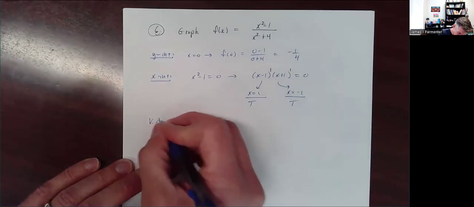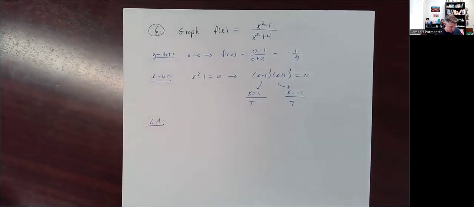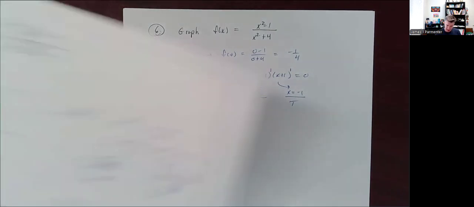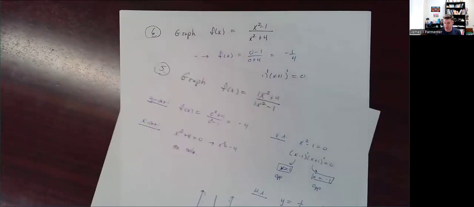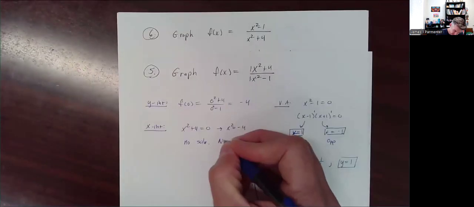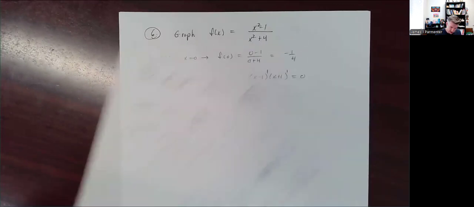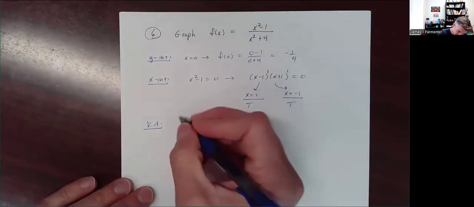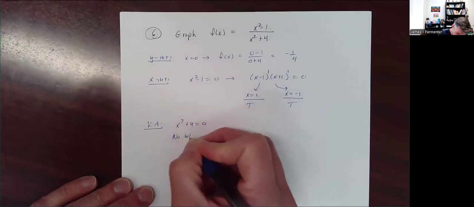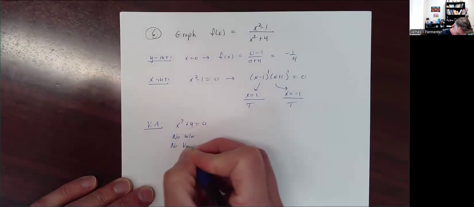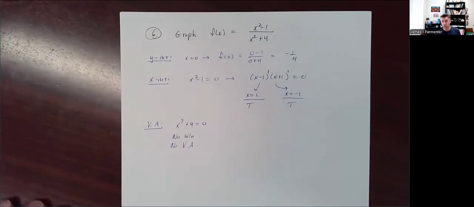Vertical asymptotes, well, we should already know that we aren't going to get any because in the previous problem, when we set x squared plus 4 equal to 0, we got no solution, so no x-intercepts. In this example, when we set x squared plus 4 equal to 0, again, no solutions, so that means no vertical asymptotes. Sometimes that happens. Often your rational function won't have a vertical asymptote.